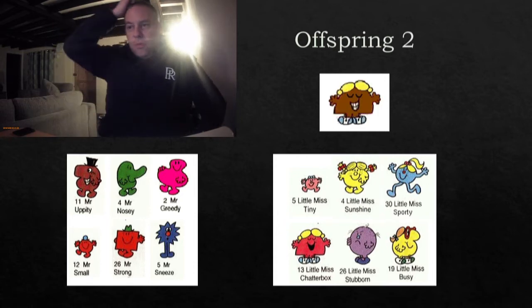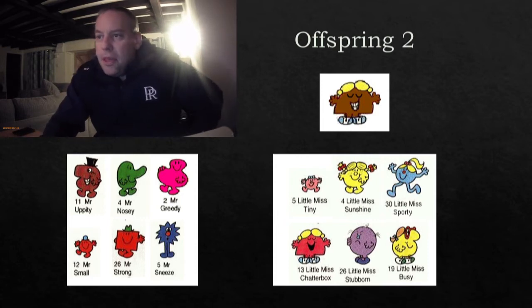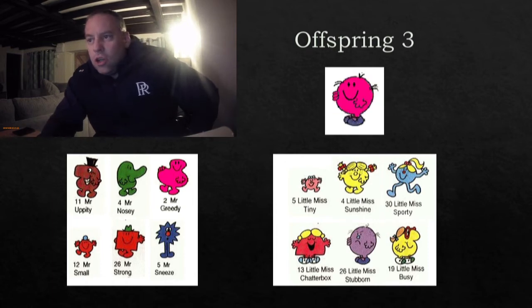Offspring number 2. There we go, slightly odd looking one. But who would you predict as being the parents of offspring number 2? Look at the characteristics and traits, what have been passed down. Offspring number 3 is there. Again, look at the characteristics and traits. You've guessed it. Offspring number 4 is coming up.